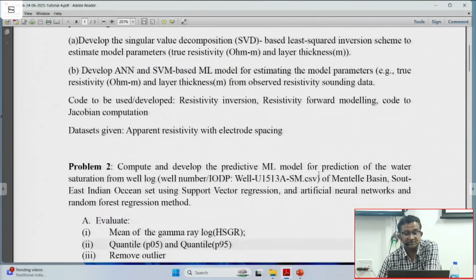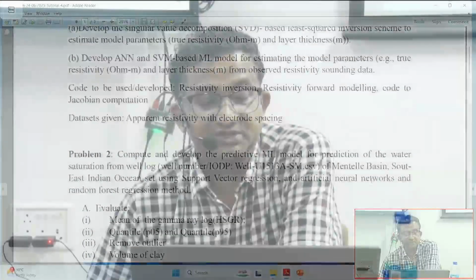The second problem is that one data set will be shared from the Mentawai basin of the Southeast Indian Ocean. So there, from the oil log data, we need to solve the problem from log to prediction of, say, water saturation. It is one of the properties we estimate in many of our reservoirs, from the log to, let us say, these water saturations.